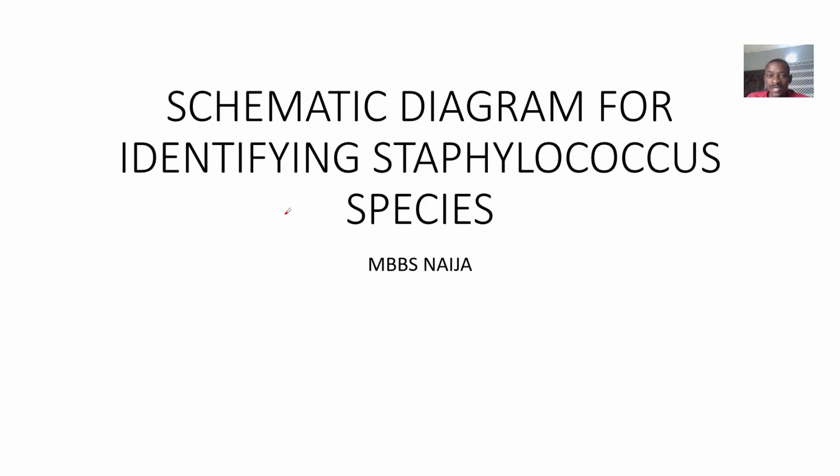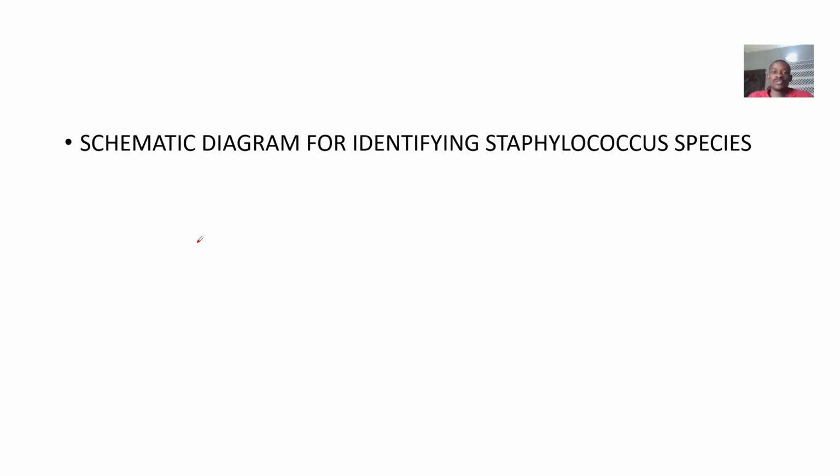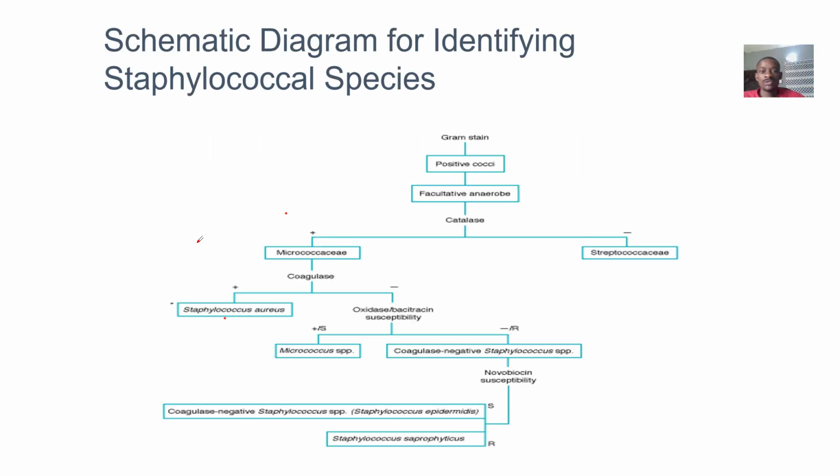So having this, looking out for a schematic diagram for identifying Staphylococcus species. Schematic diagram for identifying Staphylococcus species. So this one is like, okay, just trying to classify the various types of Staphylococcus and all of that.